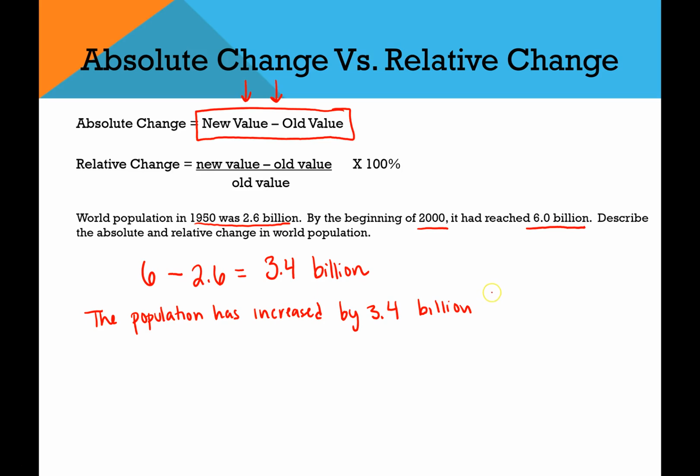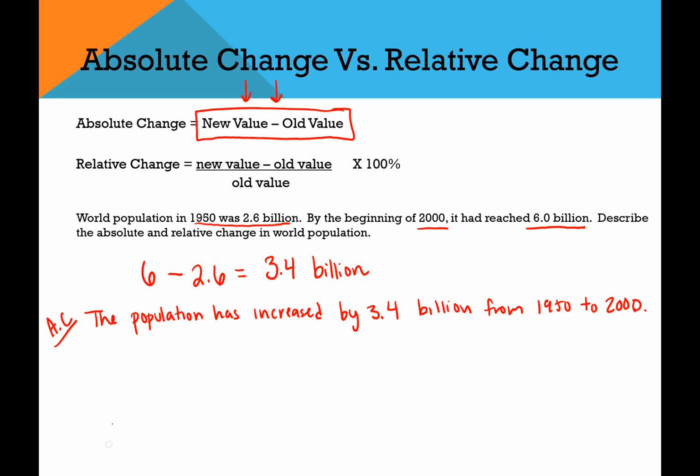And you could say in 50 years, or from 1950 to 2000, whichever one you prefer. So that's absolute change, basically subtracting the two values and then making a statement about it. The population has increased by 3.4 billion from 1950 to 2000. So that's absolute change. I'm going to write AC for absolute change.